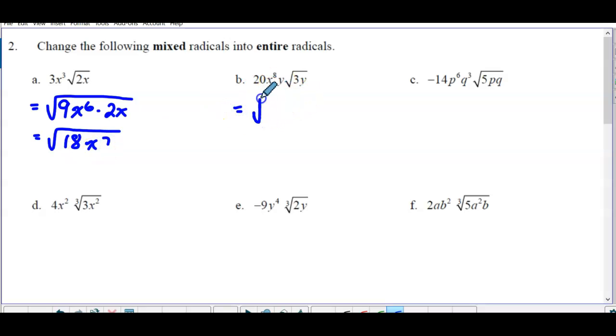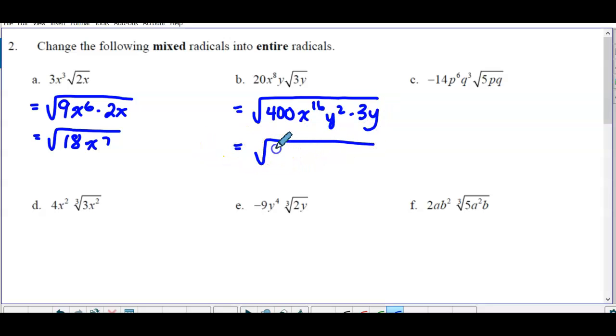Here, square root, 20 squared is 400. X to the 8 squared is x to the 16. Y squared times 3y. Simplify in there, that's going to be 1200 x to the 16 y cubed. Then, if it's square root, remember we leave the negative out.